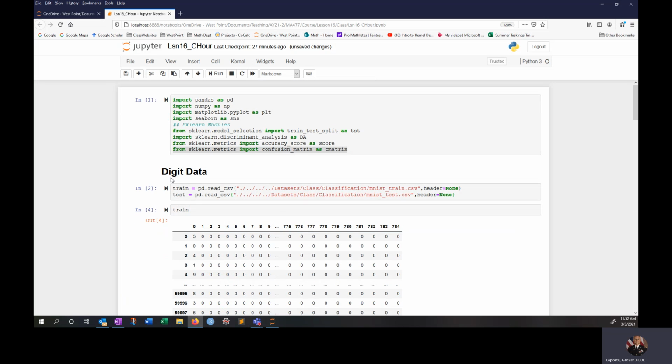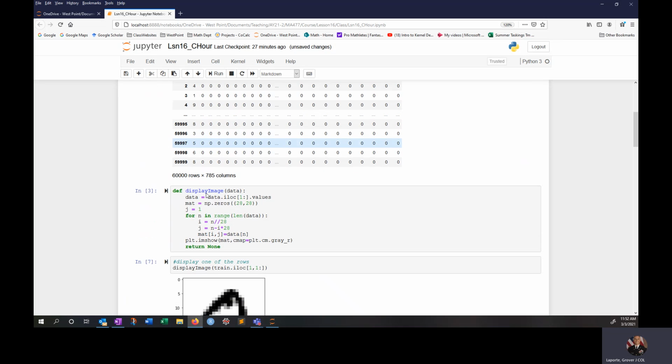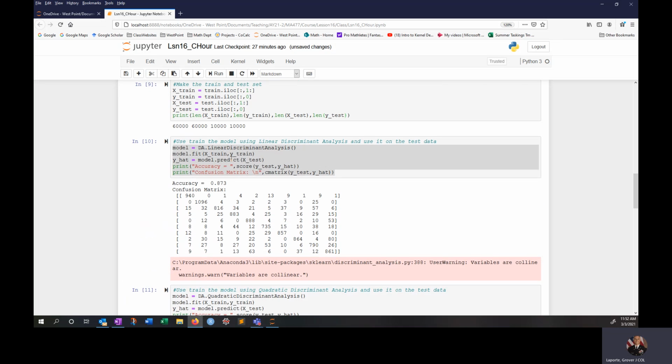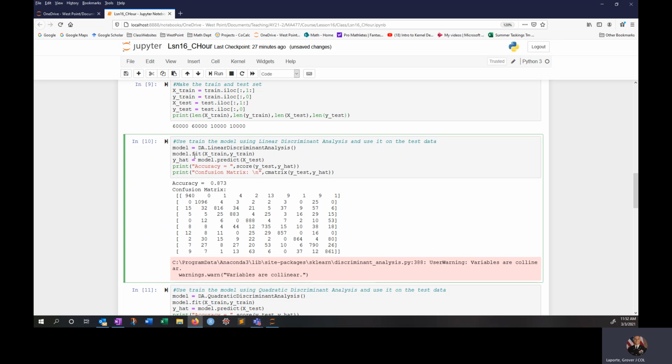Just understand that what you have under the hood is really what's important. What is going on when I do dot fit? What is going on when I do dot predict? That is what I want you to understand.